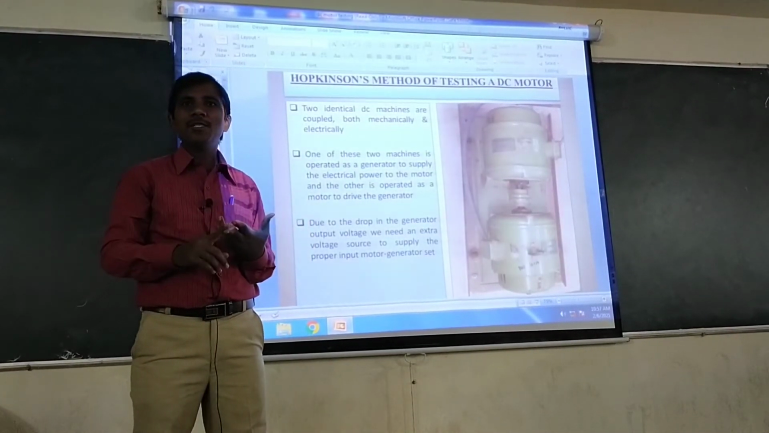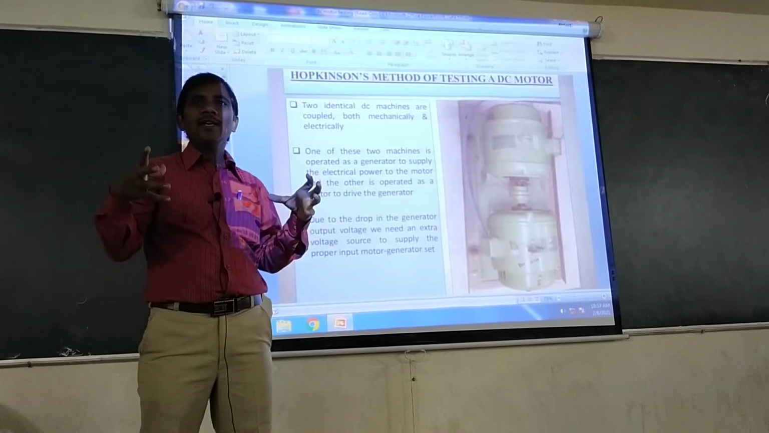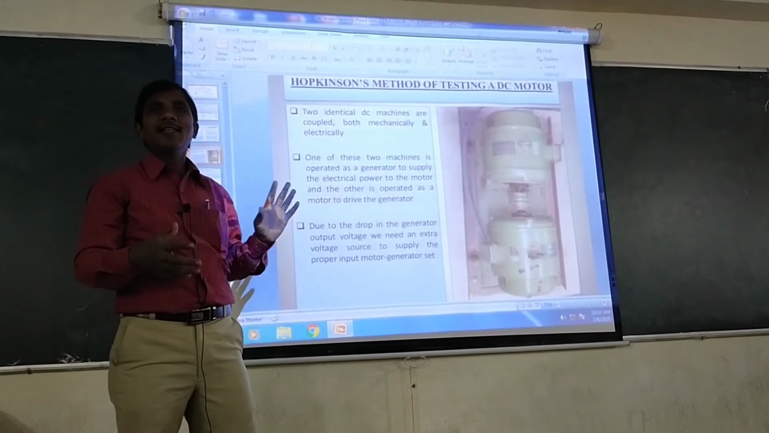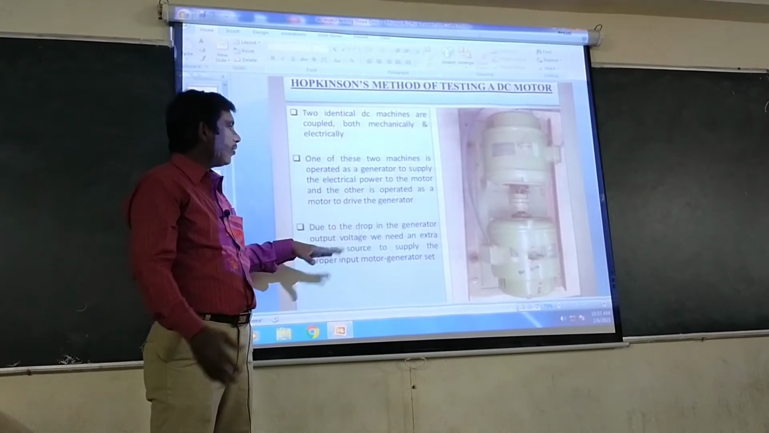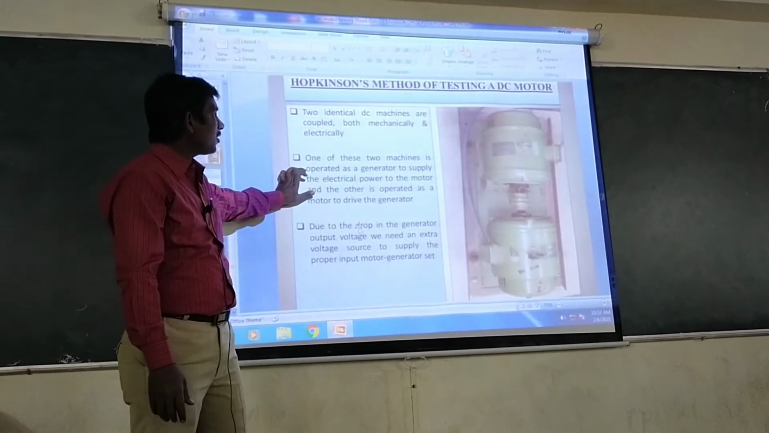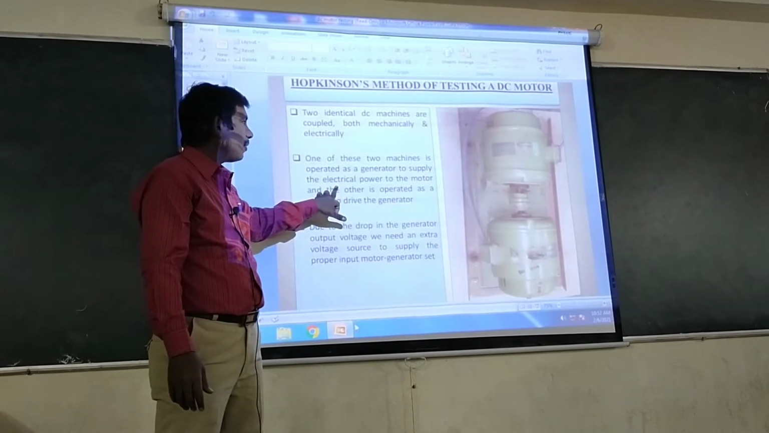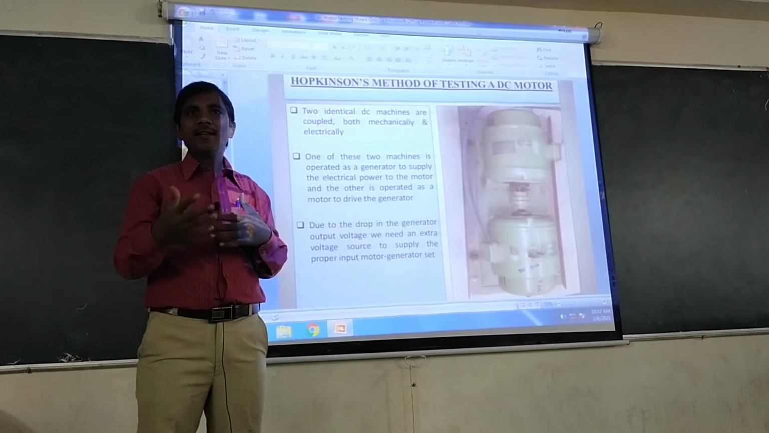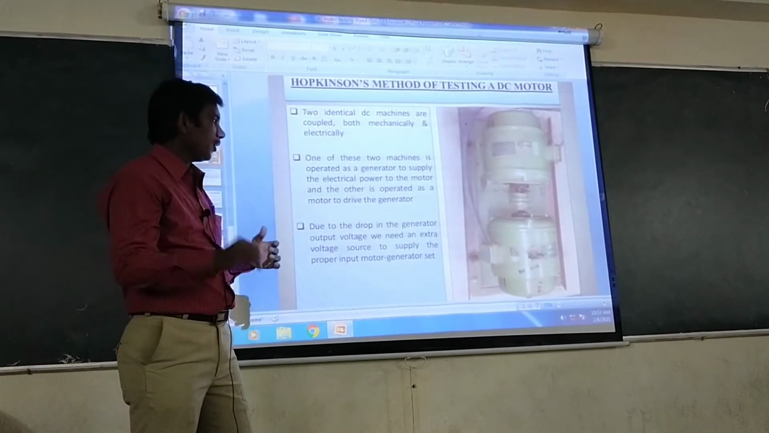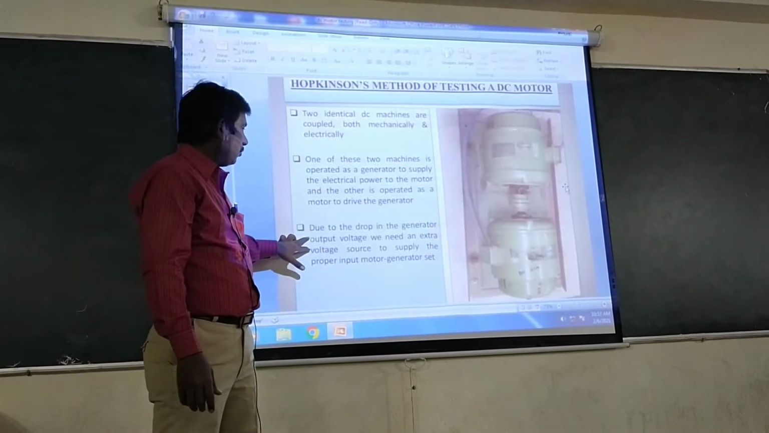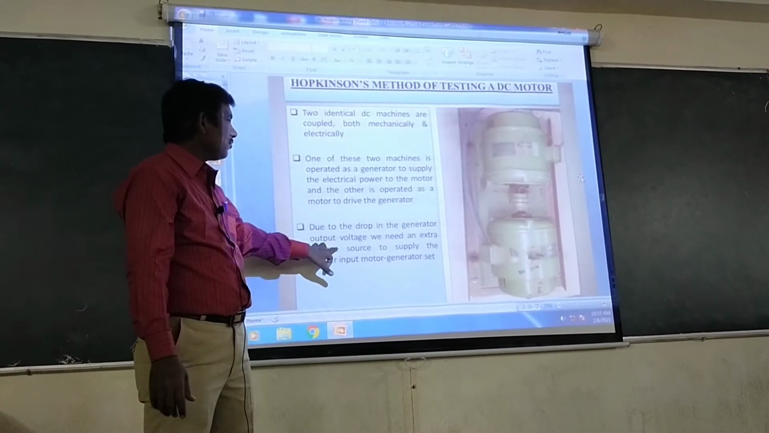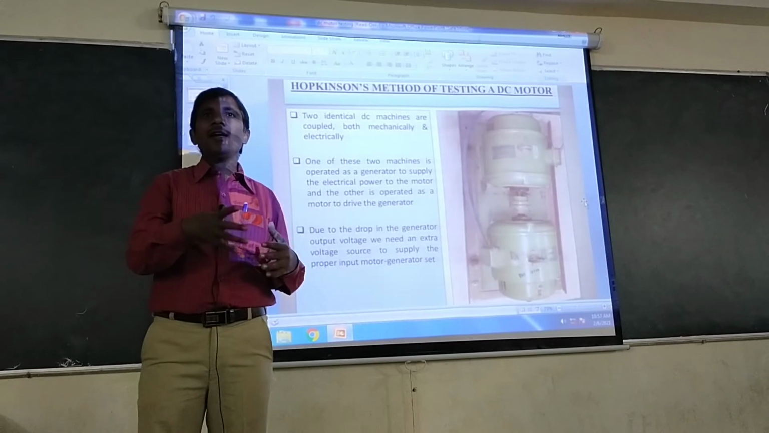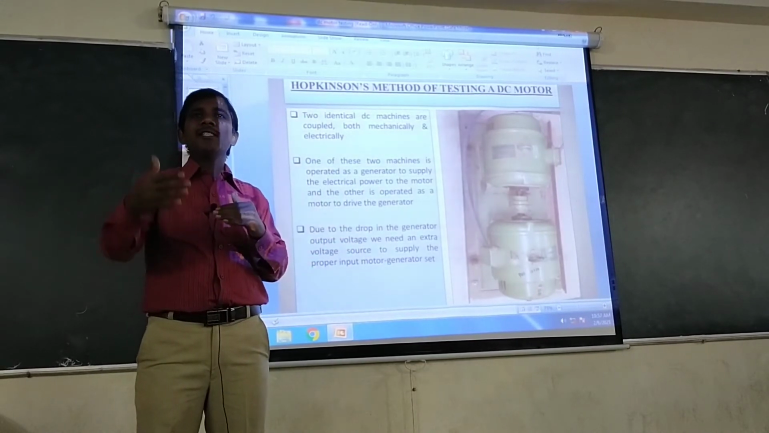Two identical DC machines are coupled together by a common shaft. One of the two machines is operated as a generator to supply electrical power to the motor. Due to the drop in the generator output voltage, extra voltage is required, that is supplied by another source. The losses will be supplied from the source.